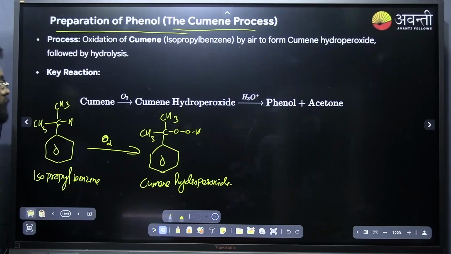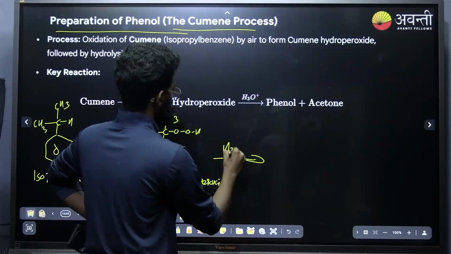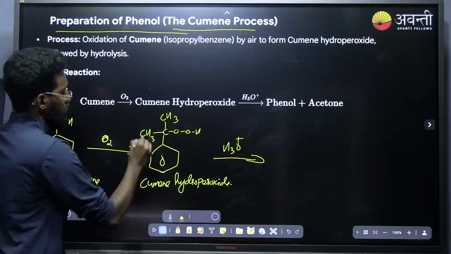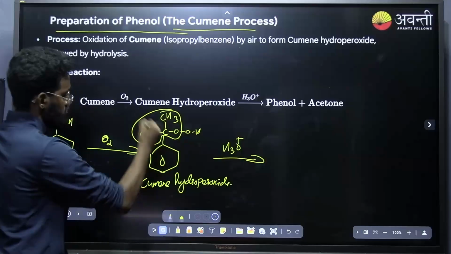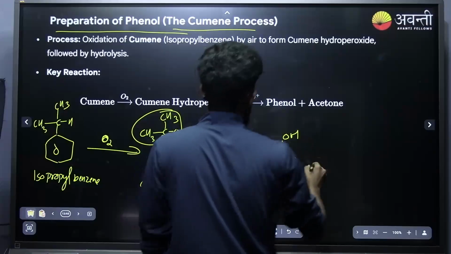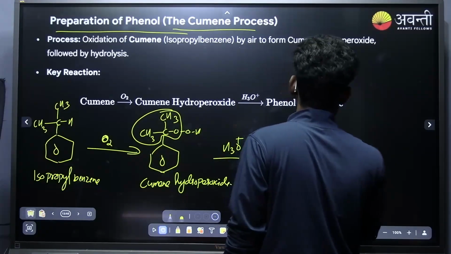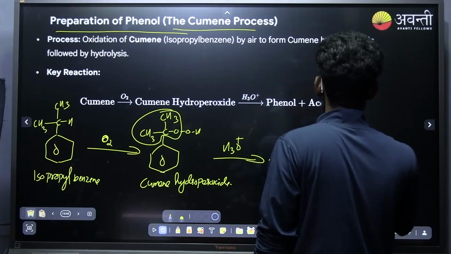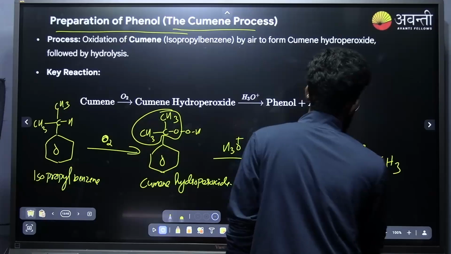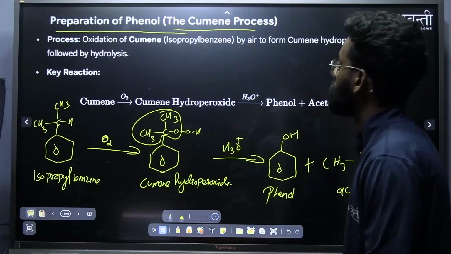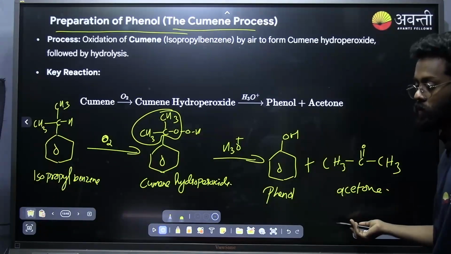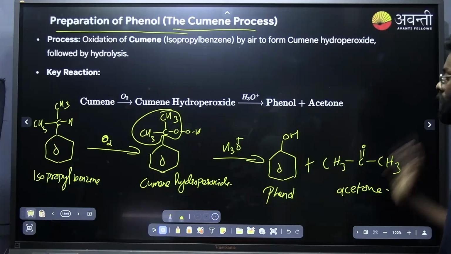Cumene hydroperoxide, and this cumene hydroperoxide on treating with H3O+, what will I get? I will get phenol. What you have to do is just remove the acetone part here. Just remove this acetone part and then insert the OH to the benzene. OH plus CH3, C double bond O, CH3. That is, you will get phenol as well as acetone in the preparation of phenol from cumene. Along with the phenol you will also get a good amount of acetone, so it can also be used for the preparation of acetone.